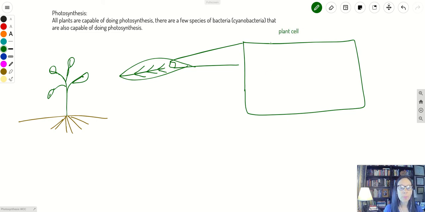And so plant cells are usually this rectangular shape. And that is because they have what we call a cell wall. So this outer part here is called a cell wall, and it gives it its shape. Inside the cell wall, we have a plasma membrane, because all cells have a plasma membrane. And a plasma membrane is the main membrane, like the skin of the cell. So that's what that is.